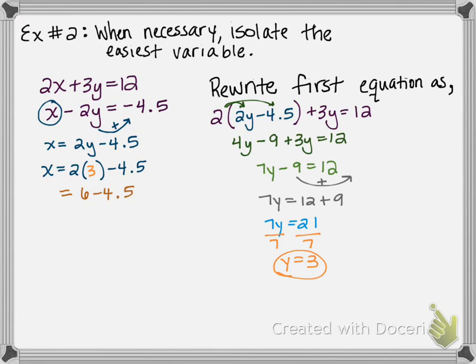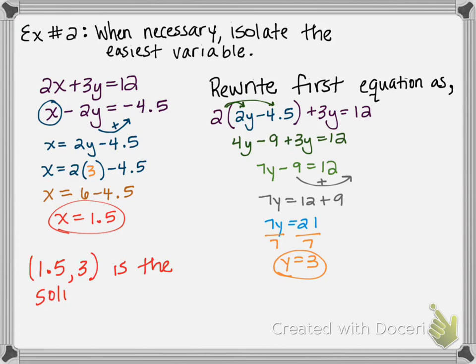So I take my answer for y, which was 3, and I plug it into what I called the isolated equation, the one that already had x alone. But instead of y, I'm going to put in what I know y is, which is 3. 2 times 3 is 6, and 6 minus 4.5 is 1.5. So now that I have both my x and my y values, I can write it as a coordinate to get my final answer, the solution. So this time it's coordinate 1.5, 3.